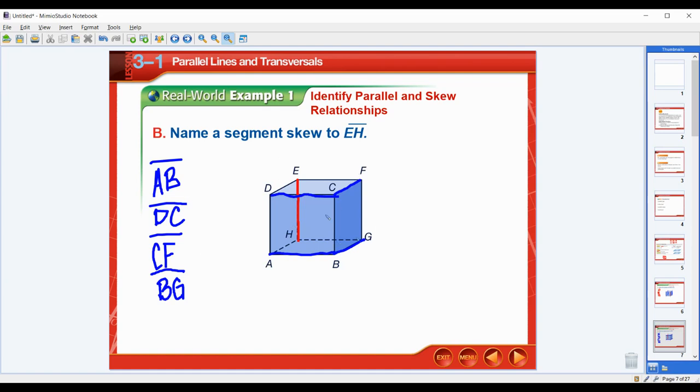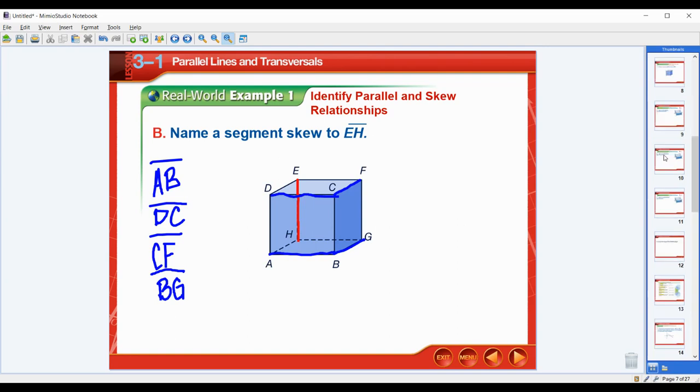If we did GH here, as you can see, GH would run into our segment EH, which would be an intersection, which we're not looking for. So I believe after we get done with BG, there are going to be no skew segments left to name. So AB, DC, CF, and BG are going to be our answers for this one.